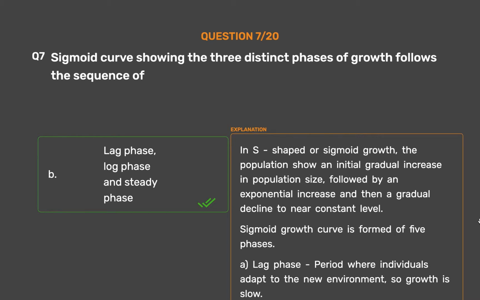A. Lag phase, period where individuals adapt to the new environment, so growth is slow. B. Logarithmic or exponential phase, log phase, period of rapid rise in population due to availability of food and requirements in plenty and no competition. C. Stationary phase, steady phase. Finally, growth rate becomes stable because mortality and natality rates become equal. With limited nutrient availability, growth slows down.